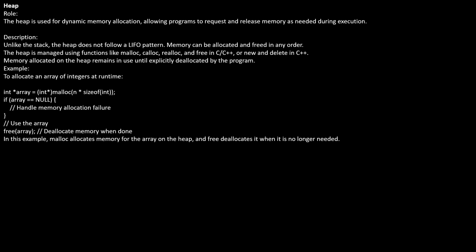Heap. The heap is used for dynamic memory allocation, allowing programs to request or release memory as needed during execution. Unlike the stack, the heap does not follow the LIFO pattern. Memory can be allocated and freed in any order. The heap is managed using functions like malloc, calloc, realloc, and free in C, or new and delete in C++. Memory allocated on the heap remains in use until deallocated by the program.